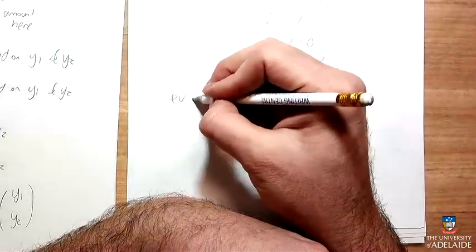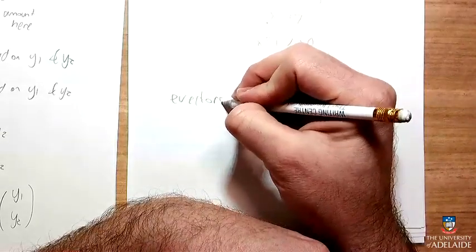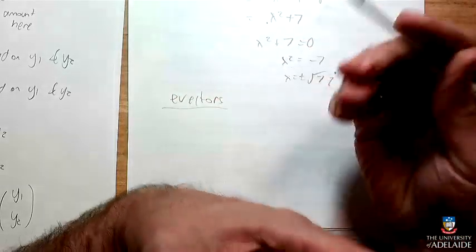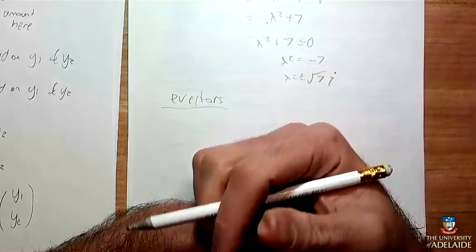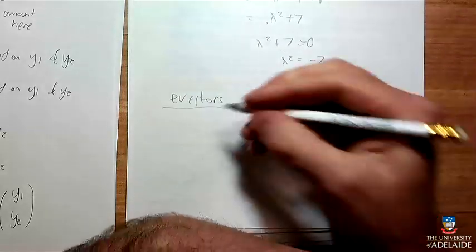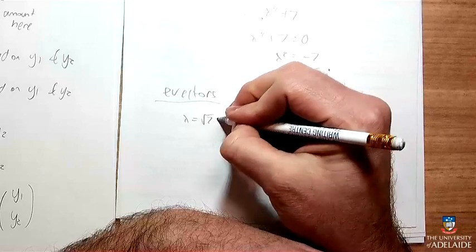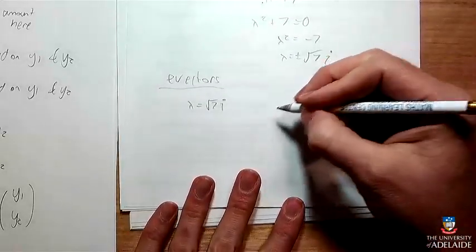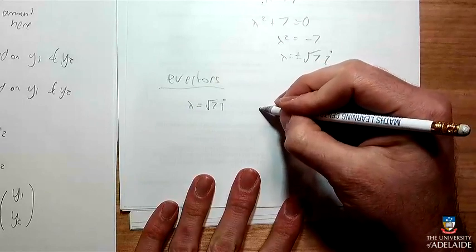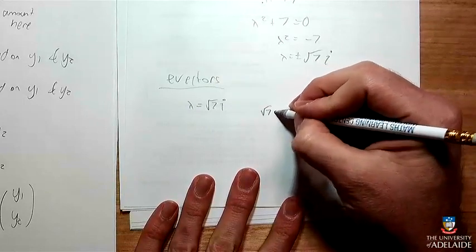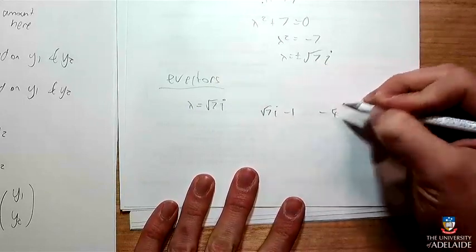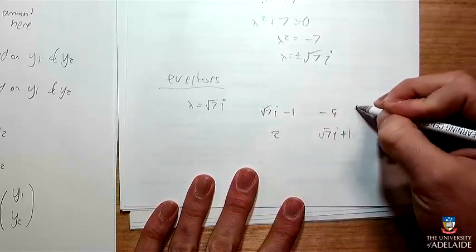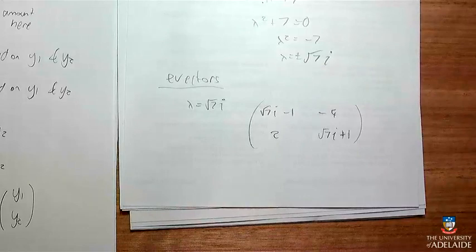Okay, so now I'm going to find the eigenvectors. It's been a long week, and it's only Wednesday, and it's been a public holiday. So, eigenvectors, I'll do my lambda is root 7i. It's not going to be fun, but anyway. So my root 7i minus 1. That's what I've got.